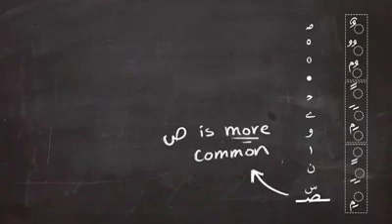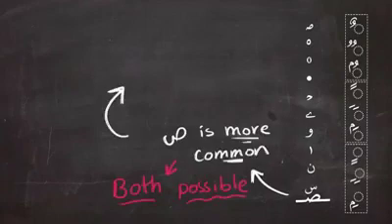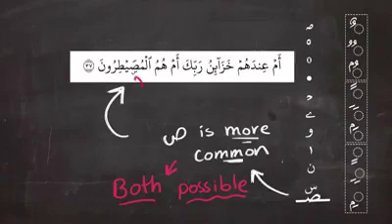If it is the other way around, meaning that the sin is under the sad, that means that it is more common to pronounce this word with the sad instead of the sin, like in this example. أَمْ هُمُ الْمُصَيْطِرُونَ. So, in this example, it is better or more common to pronounce this word using the sad instead of the sin.